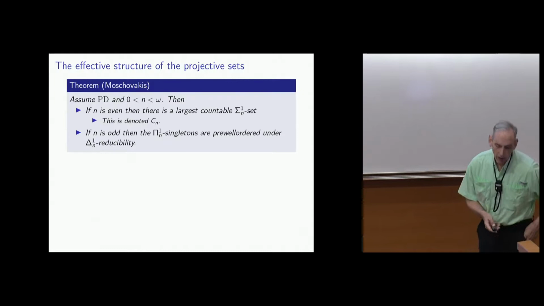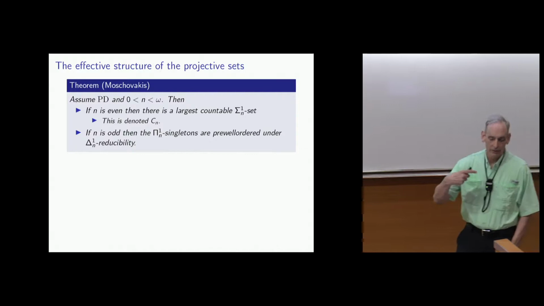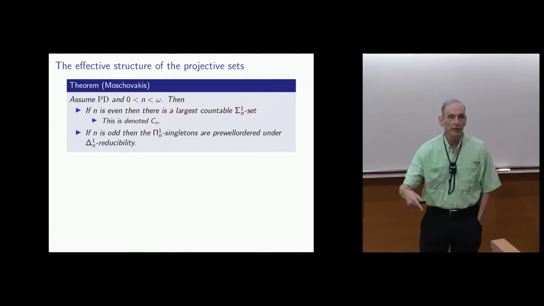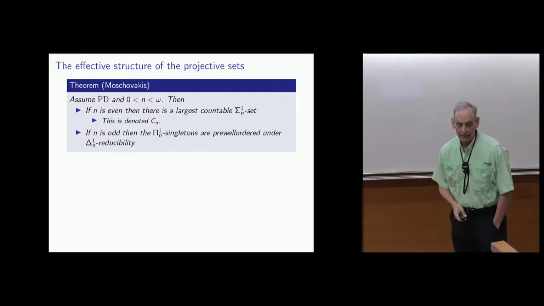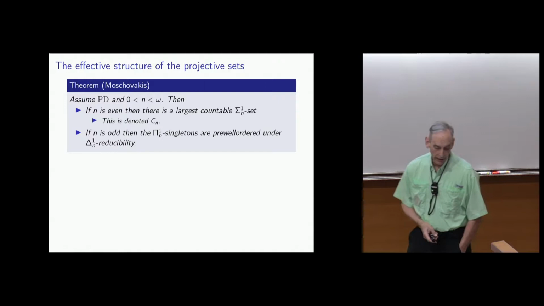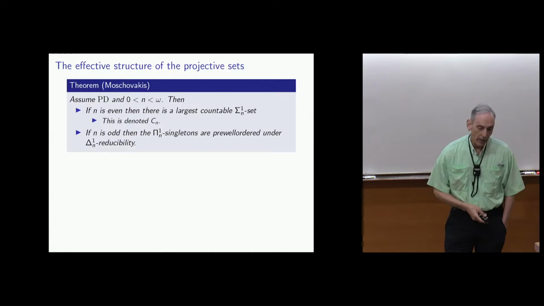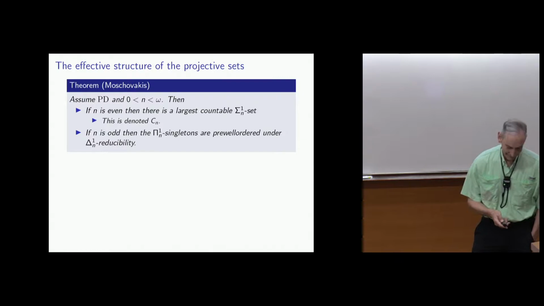All right, so now we're going to move on to the effective structure of the projective sets. And again, I'm going to state the classical theorems and then state the reinterpretation of those theorems fine structurally and state some improvements. So the basic setting begins with, we assume PD, projective determinacy. We take an n less than omega. If n is even, there's a largest countable sigma 1n set, lightface. This is denoted Cn. If n is odd, the pi 1n singletons are pre-well ordered under delta 1n reducibility.